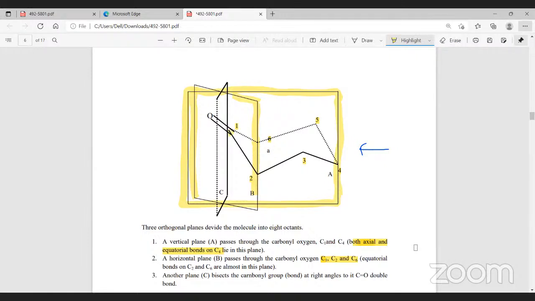Next, see another plane, plane C. So it can bisect the carbonyl group. Plane A passes through the carbonyl oxygen, that is C1 and C4, and both axial and equatorial bonds on C4 lie in this plane.